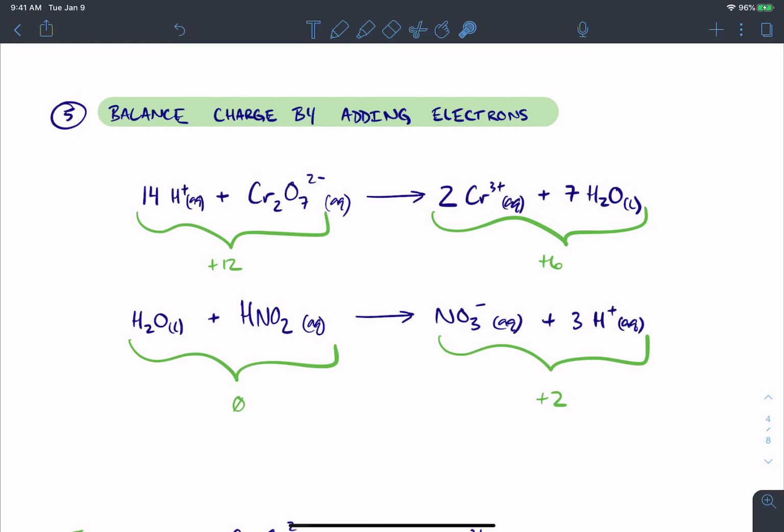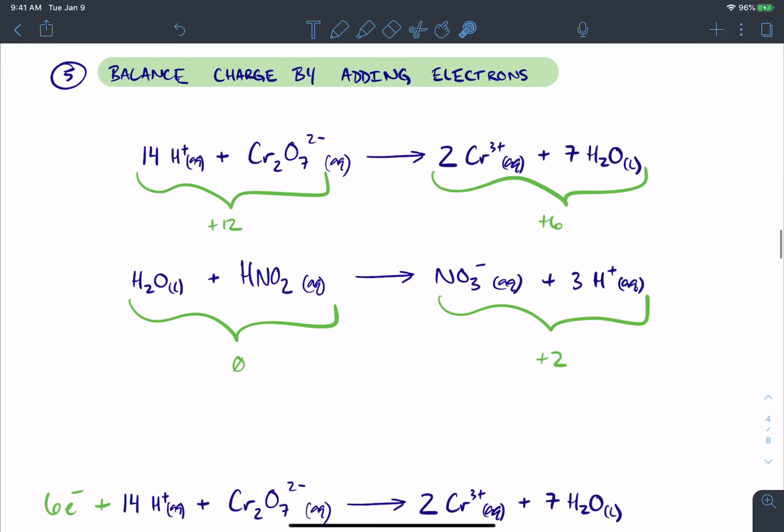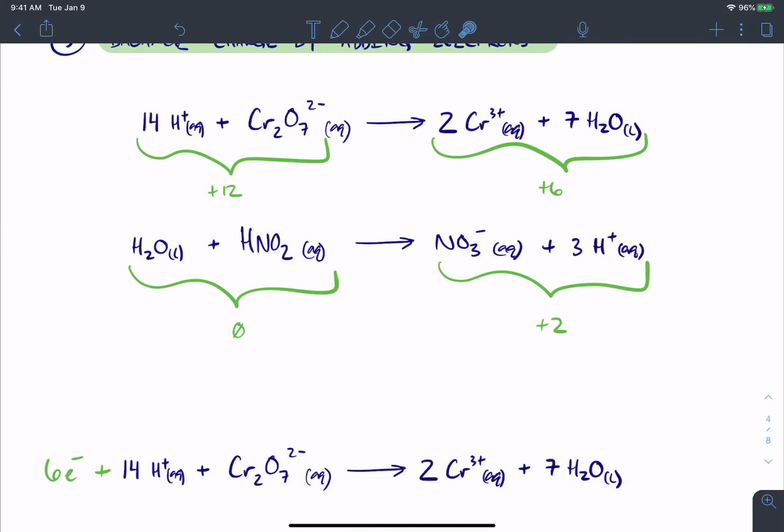So we're going to get these sides equal to each other by adding enough electrons to the more positive side to bring it down to match the less positive side. The more positive side is the 12, less positive is obviously the 6. So we're going to add 6 electrons to the reactant side to make it so that both sides have a plus 6 charge. And that's what this would look like down on the bottom.